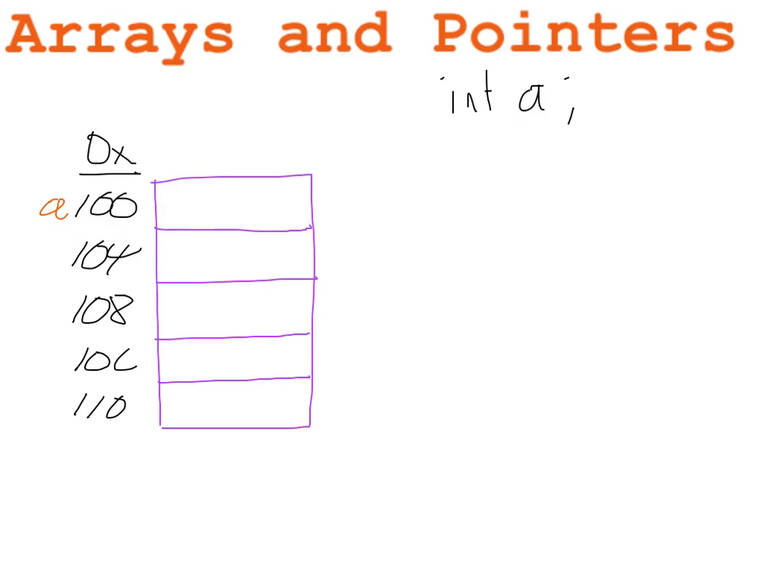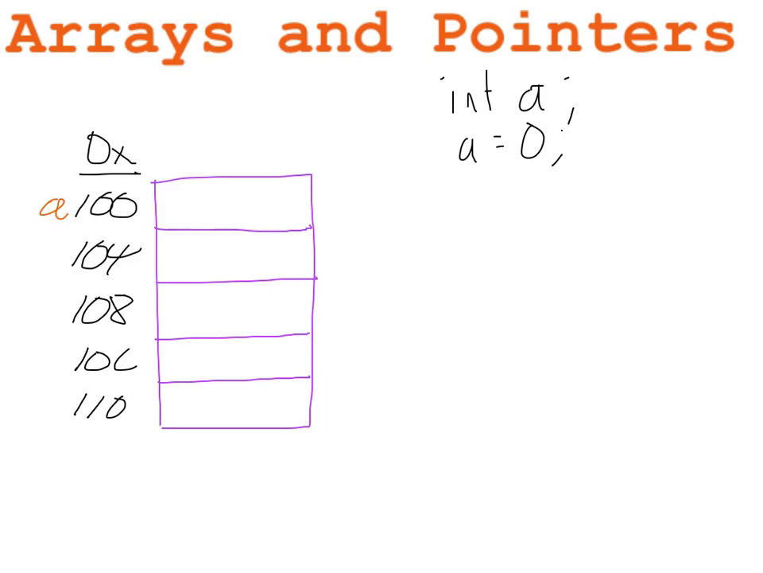Let's say that, so what we've done so far, we've declared A, and A is at address 100. They're both the same place in memory here. Now let's say we want to set A equal to something. Say A is equal to 0. Just a very simple line of C here.